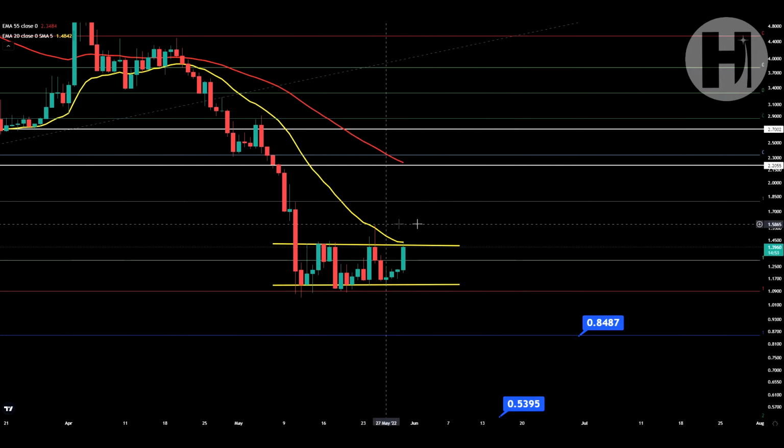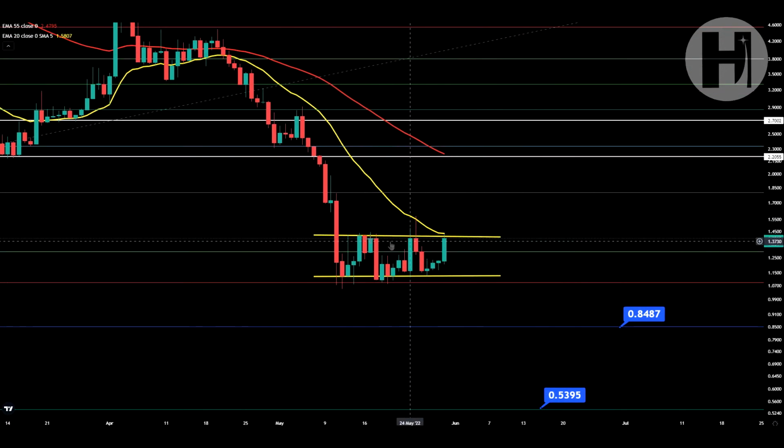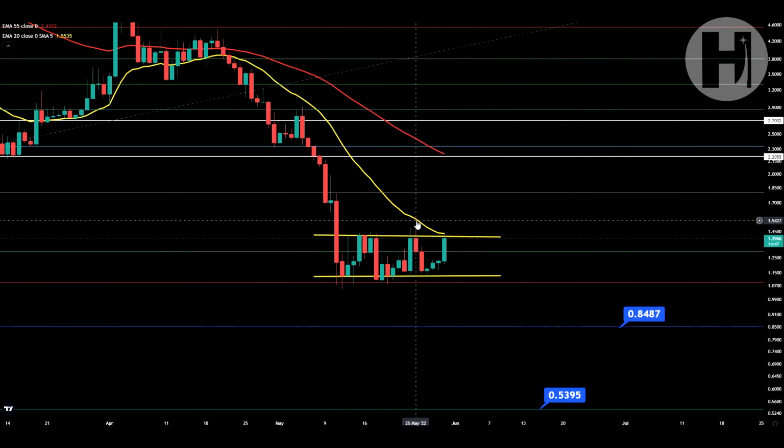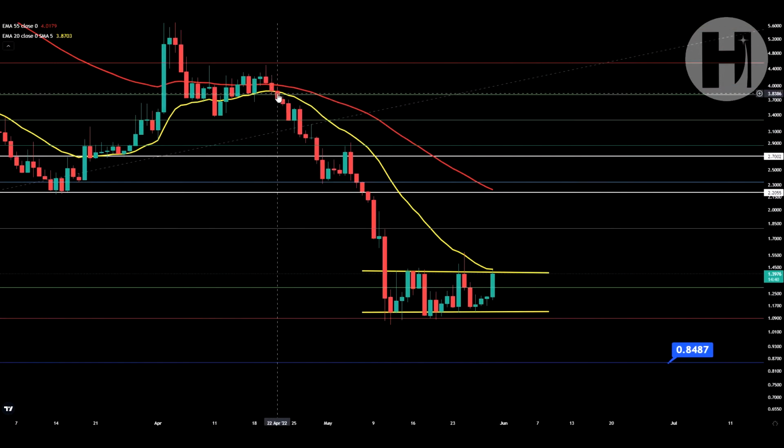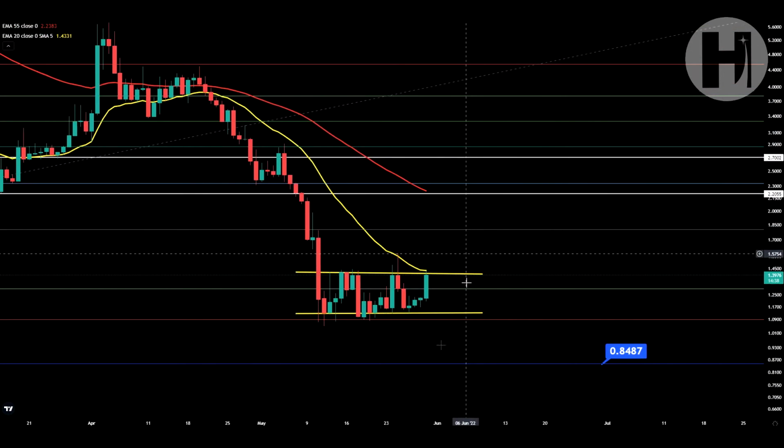Bitcoin has printed 9 red weekly candles, I think. And altcoins are suffering, obviously. So we did have a wick to the 20 EMA over here as well. And before that, we had a touch of the 20 all the way back in April on the 22nd.